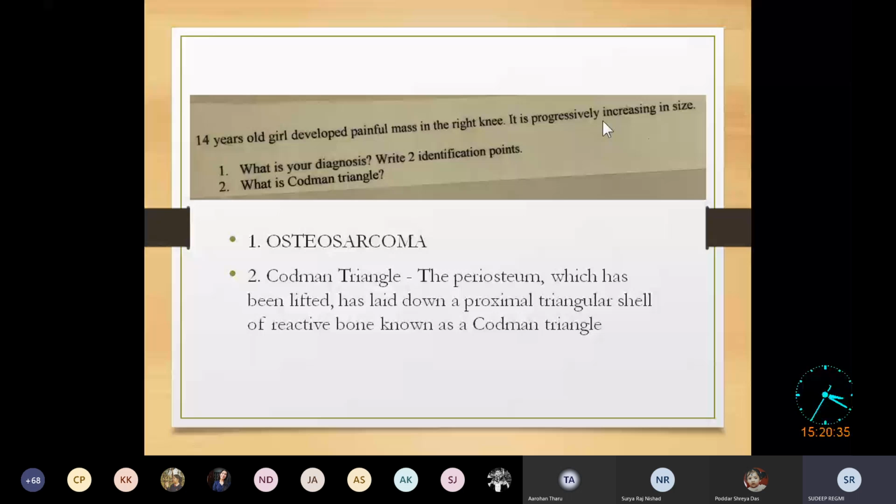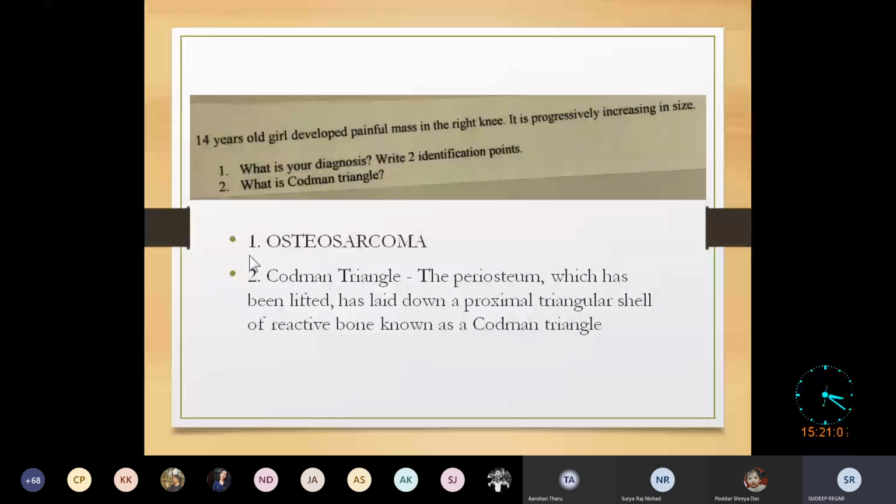So what is Codman triangle? Can anyone tell what is Codman's triangle? Due to the extensive growth of the tumor, it pushes the periosteum of the bone and creates elevated periosteum and an angle. Okay, that is because of the elevated periosteum.